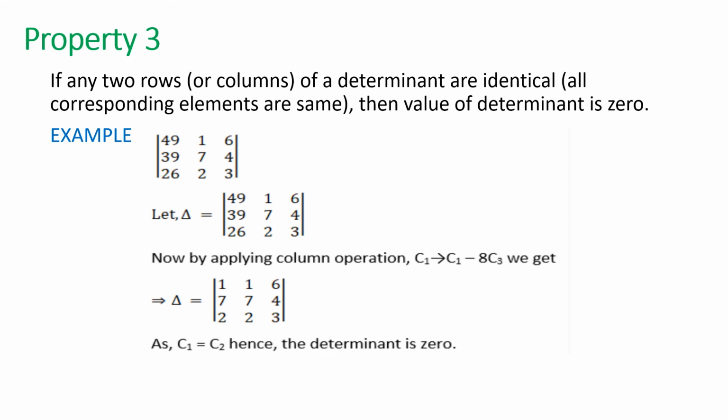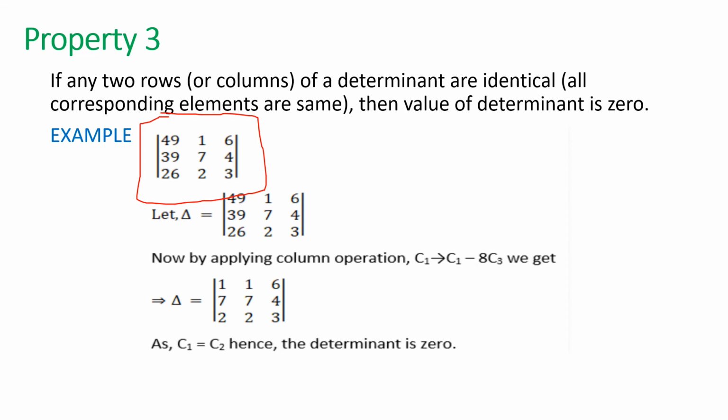Next property states that if any two rows or columns of a determinant are identical, meaning these are the same, then the value of the determinant is 0. Now here is a very simple example. Here we have this determinant, but we can see that no two rows or columns are the same.